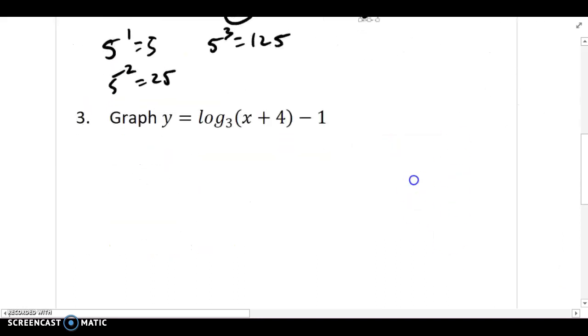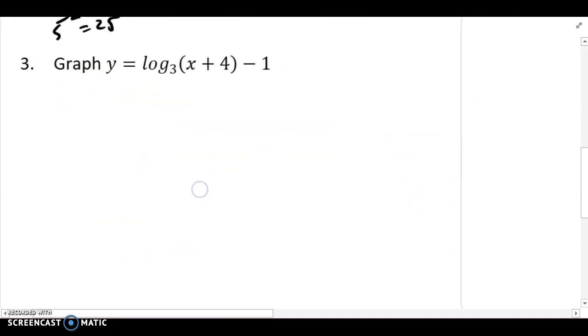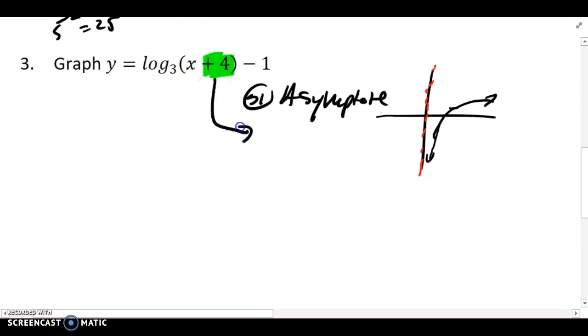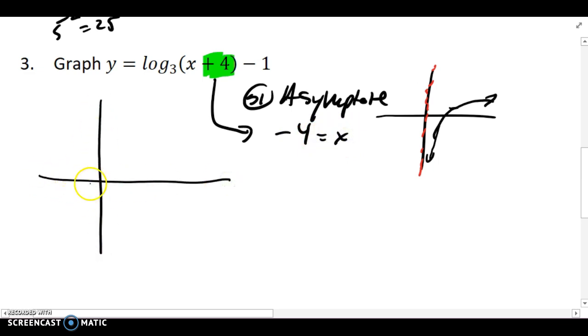Sweet. Alright, so we're going to graph this. Just remember these graphs look a little different. They look like this with an asymptote right here, but that goes up and down, and we're going to change that a little bit. So step 1 is the asymptote, and the asymptote is right here, but we're going to switch it, so it'll be negative 4. And that'll be an x value because it's going to go up and down. So 1, 2, 3, 4, we have negative 4.